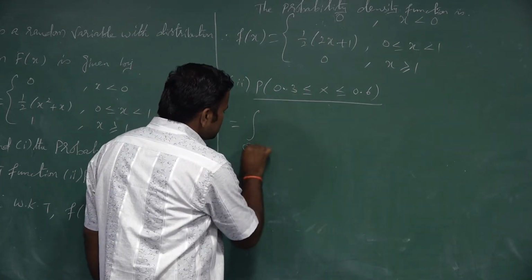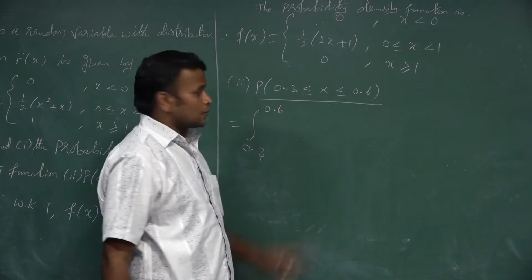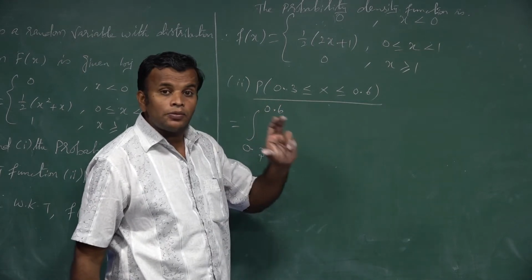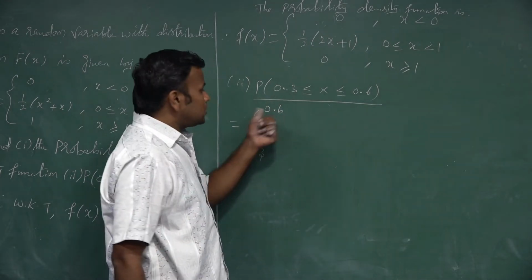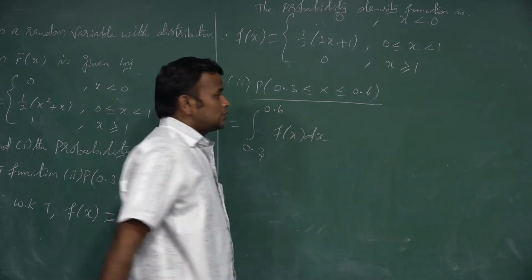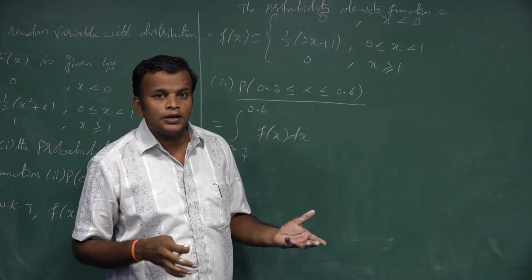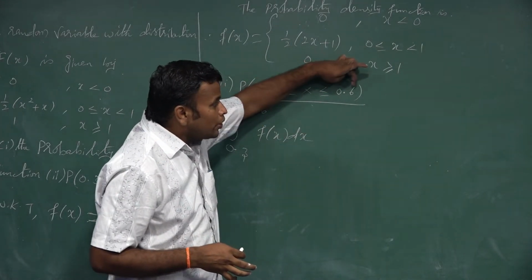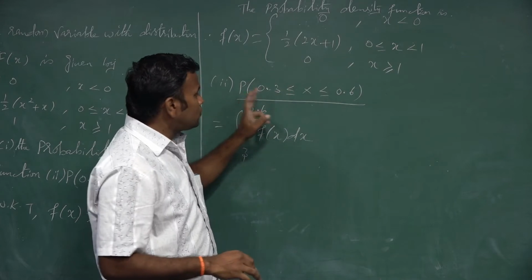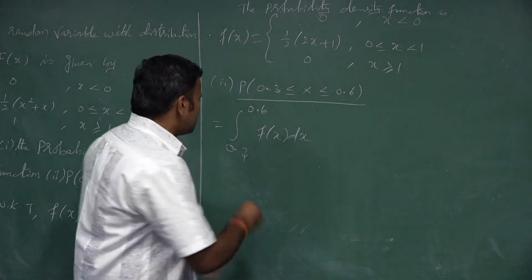So the formula is integral from 0.3 to 0.6. I use small f of x, that is the probability density function, 0.3 to 0.6 f of x dx. Sir, I use a capital F of x, sir. So what is the formula? Capital F of 0.6 minus capital F of 0.3. You use any one, we have both the same value.